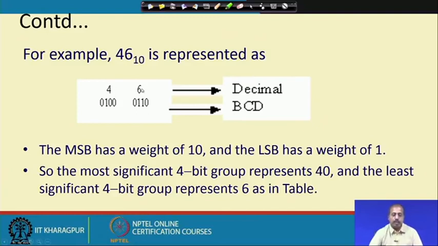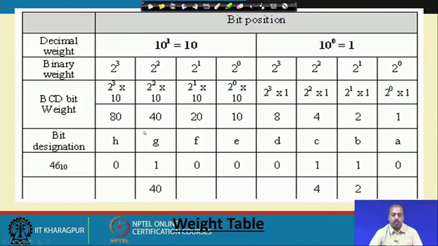So, this is 4 into 10 plus 6. We can say that the decimal weights correspond to bit position 1 and bit position 0, so 10 to the power 1 and 10 to the power 0. If you look at the number at weight 10 and the corresponding binary weights, these are 2 power 0, 1, 2 and 3. So, the BCD bit weight is 2 power 3 into 10, 2 power 2 into 10, 2 power 1 into 10 and 2 power 0 into 10.